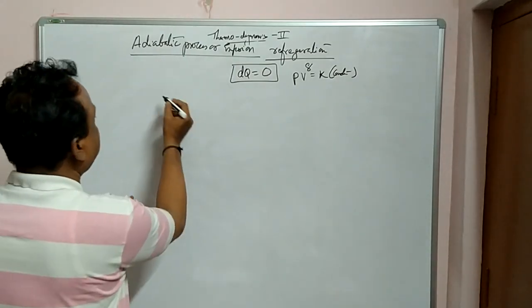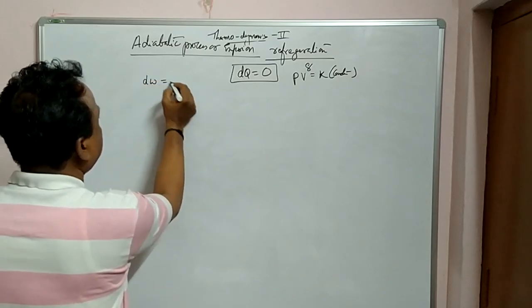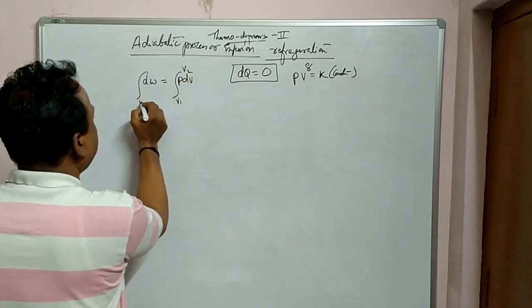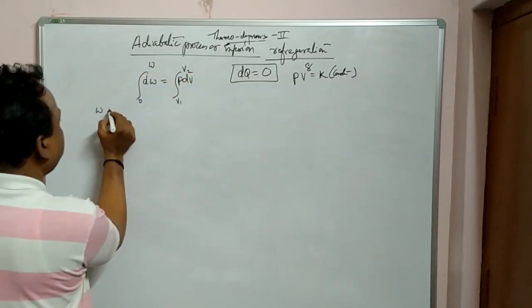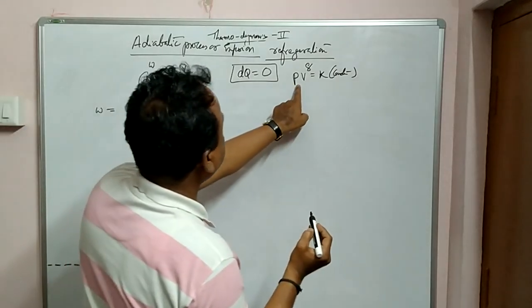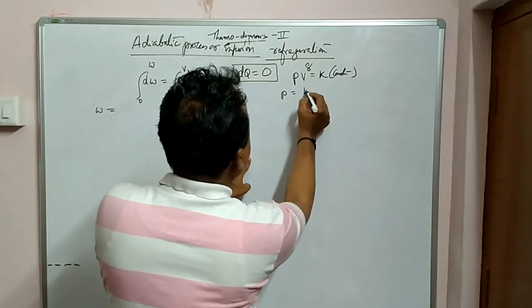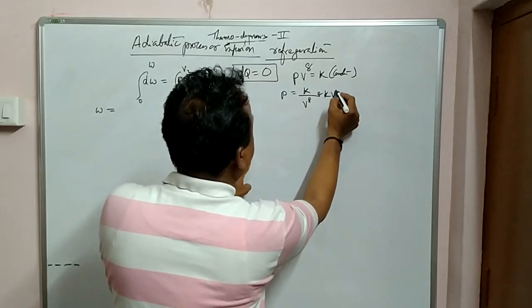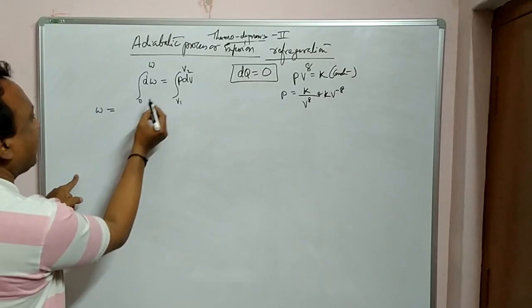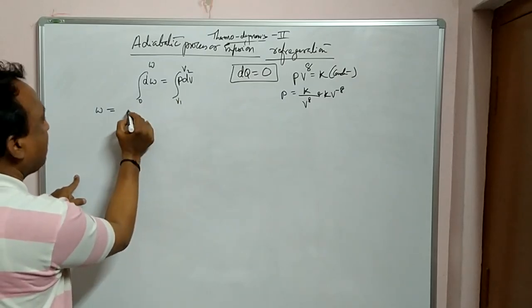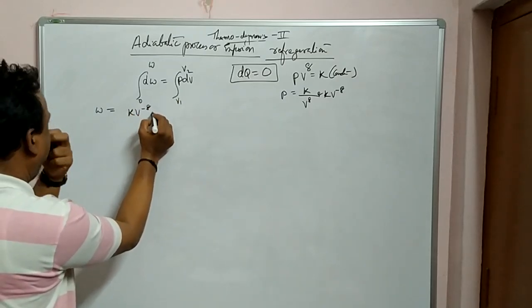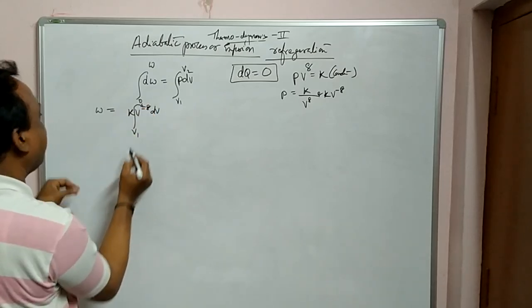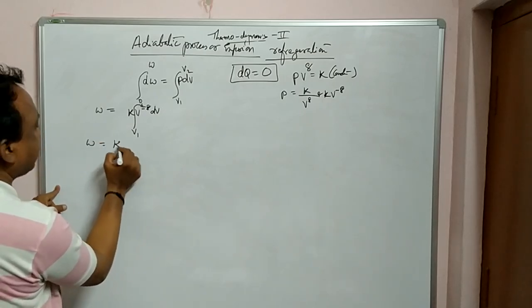Now here, in the adiabatic process, dW is equal to PdV, integral V1 to V2, and on the left side, 0 to W, integration gives W. Now from this equation, what is pressure? Pressure is equal to K by V power gamma, or K into V power minus gamma. Put it here: integral of P is K V power minus gamma dV. Constant K, the integral is V1 to V2, and I'll take the constant outside.